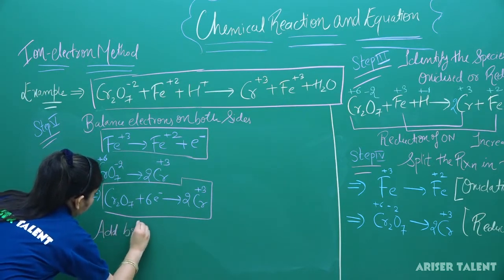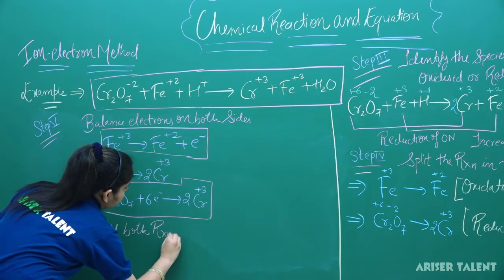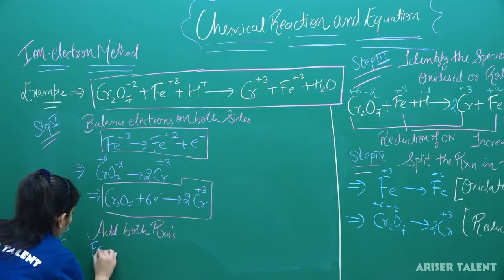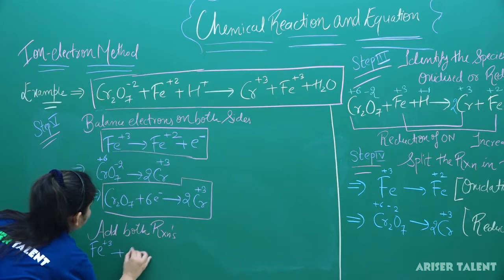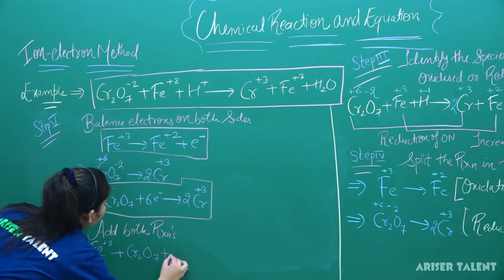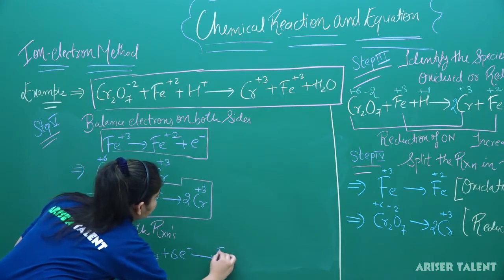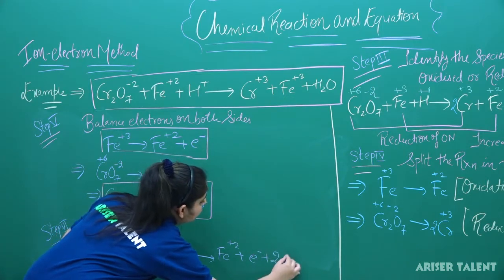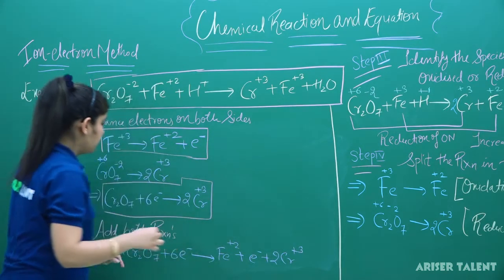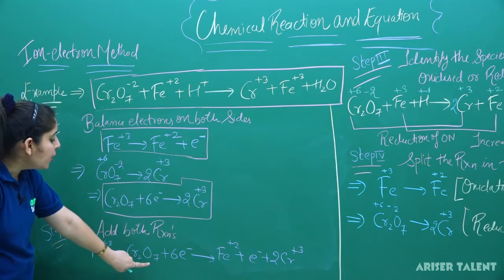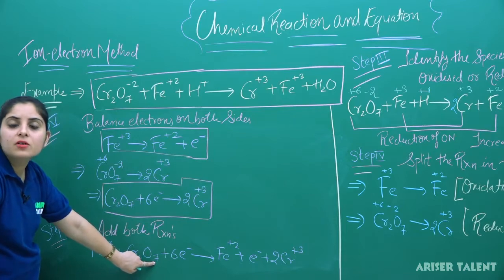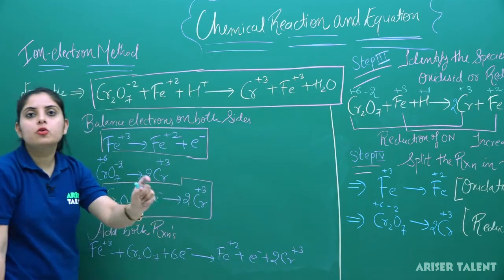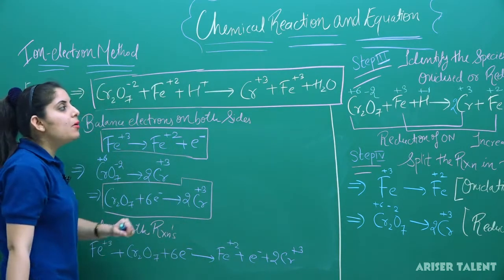So if I add both the reactions, what I will get here is Fe+3 plus Cr2O7 plus 6 electrons gives Fe+2 plus electron plus 2 Cr+3. I have added both the equations. Now you can observe from here there are 7 oxygen atoms. So what I have to do, I have to add 7 H2O molecules on the right hand side of the equation. So we are proceeding to our next step.